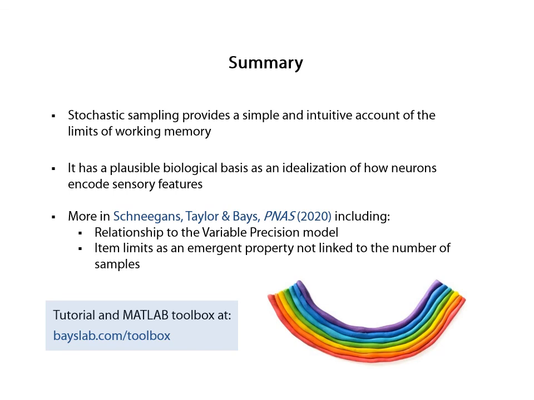To sum up, stochastic sampling provides a simple and intuitive account of working memory limits that also has a putative biological basis as an idealization of how neurons encode sensory features. There's a lot more in the paper I haven't had time to cover, including the relationship to the variable precision model of Van den Berg and Ma, which can be viewed as a sampling model taken to a continuum limit, and the finding that apparent item limits, like Miller's 7 or Cowan's 4, arise as an emergent property of the model, unrelated to the underlying number of samples.